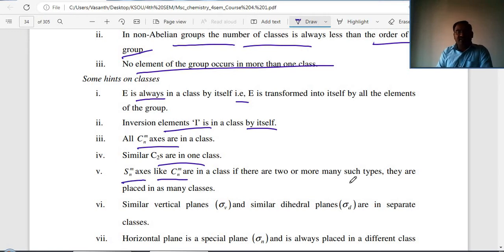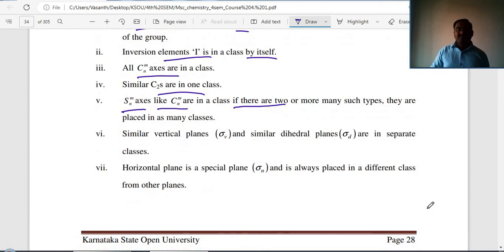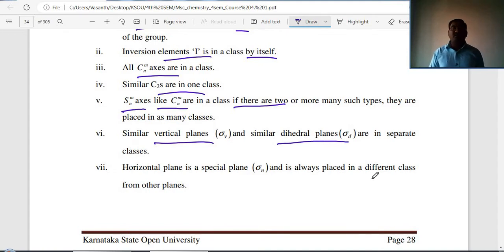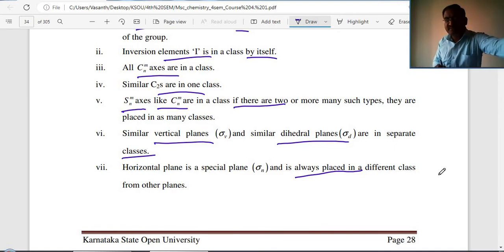Sn axes like Cn axes are all in a class. If there are two or more such types, they are placed in separate classes. Similar vertical planes and similar dihedral planes are in separate classes. The horizontal plane is a special plane and is always placed in a different class from other planes.